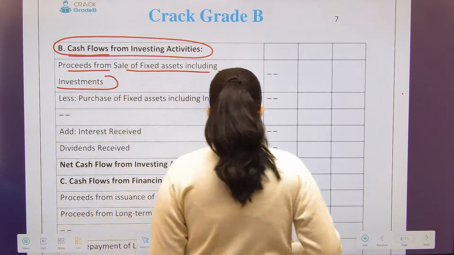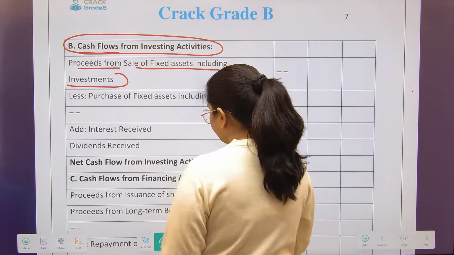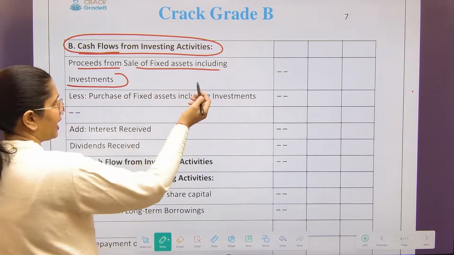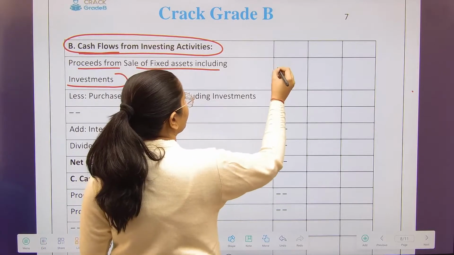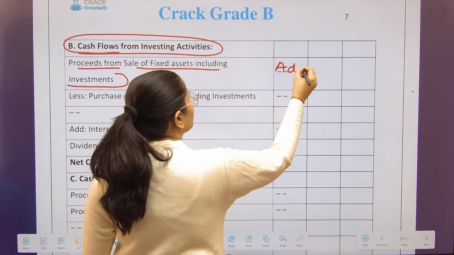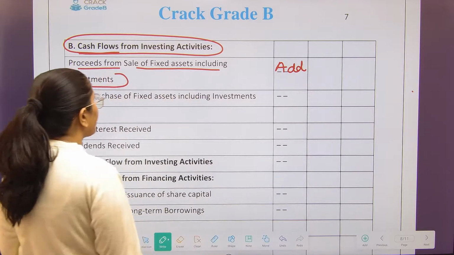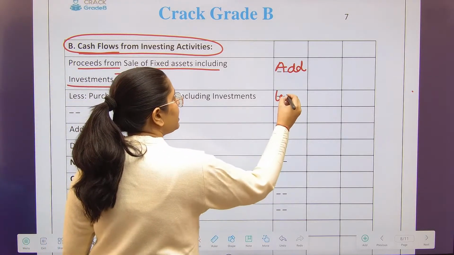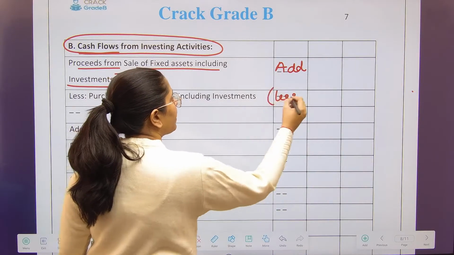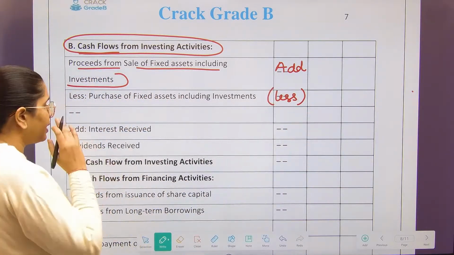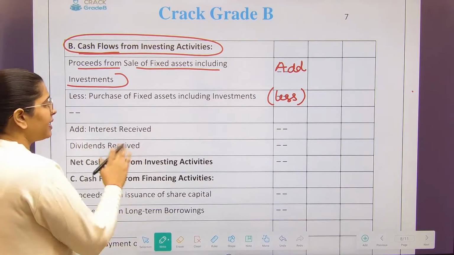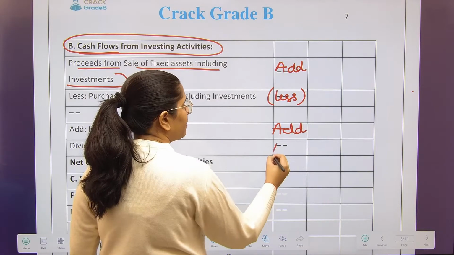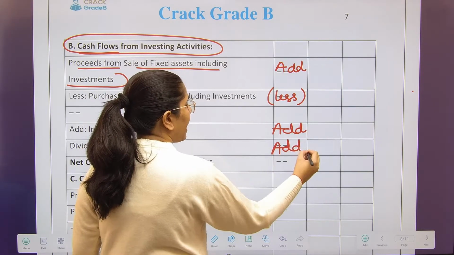Now let's see what the format is telling me. So if you have sold fixed assets including any investment, then this item will be added. Why to add? Because money is coming in. If you have purchased something, then obviously you had to pay the price and this item will be deducted. Interest received, dividend received, these are the income. You are receiving the money in cash, hence these will be added.